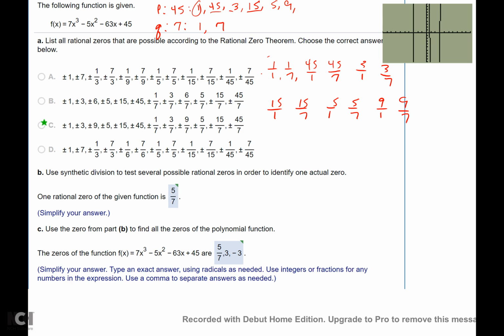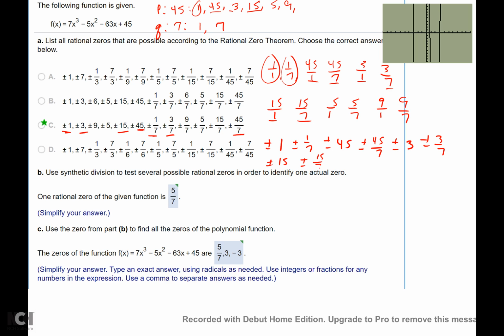Now, they clean them up a little bit. This will be plus or minus 1. This is plus or minus 1/7. This is plus or minus 45. This is plus or minus 45 over 7. This is plus or minus 3. This is plus or minus 3/7. This is plus or minus 15. This is plus or minus 15 over 7. This is plus or minus 5. This is plus or minus 5/7. This is plus or minus 9. And this is plus or minus 9/7. And again, what order you go in does not matter.